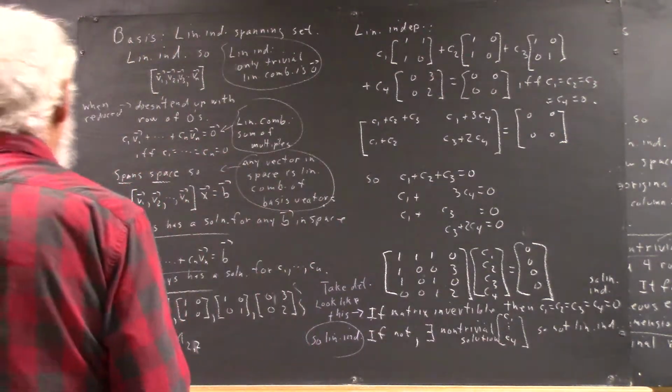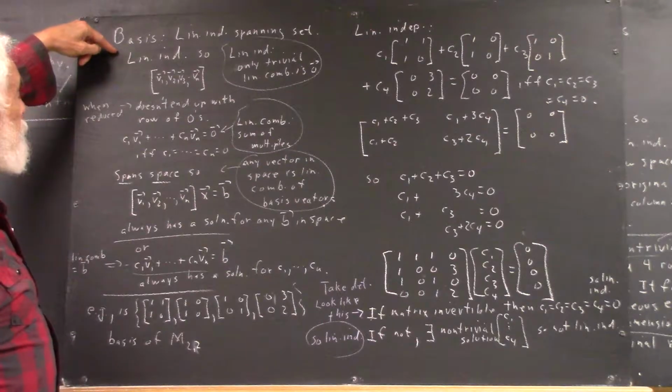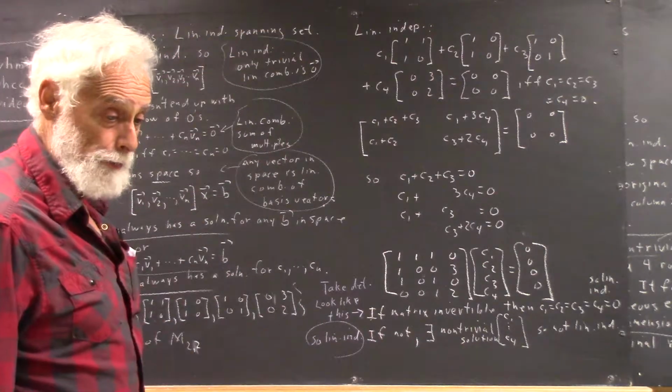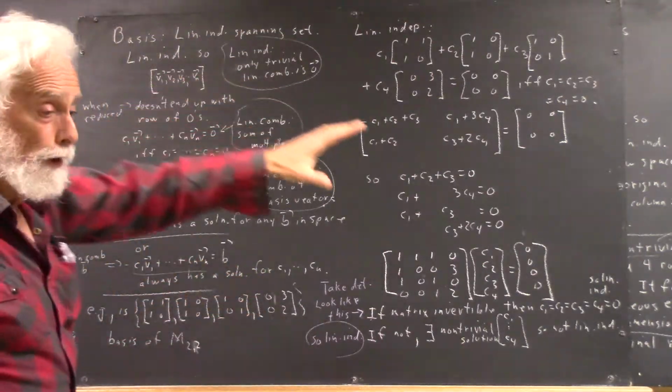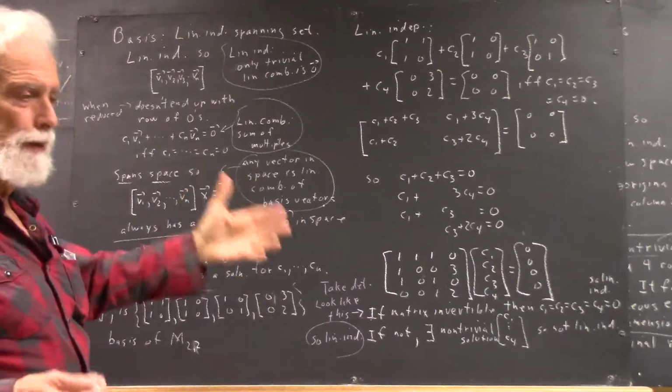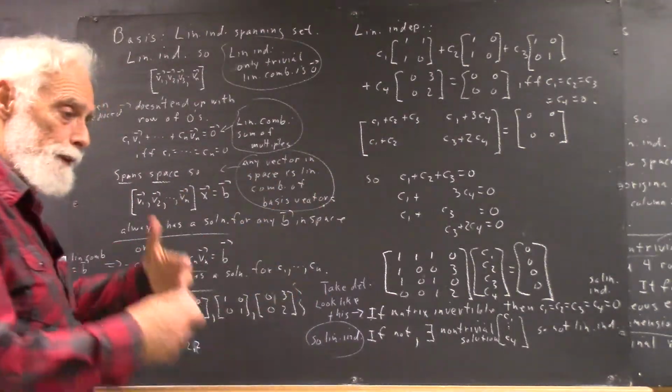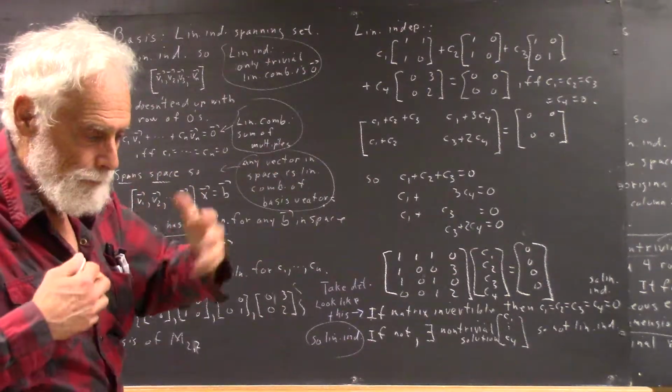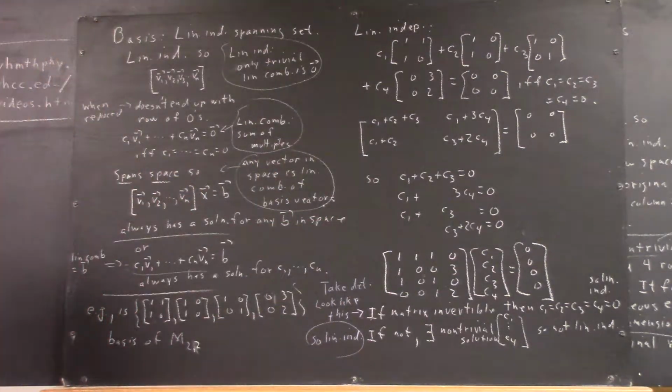Okay. A basis is a linearly independent spanning set. Now, we haven't included all the conditions. Linear spanning set of what? Well, it's a set of vectors, and you would write the set with braces and list the vectors within the set.